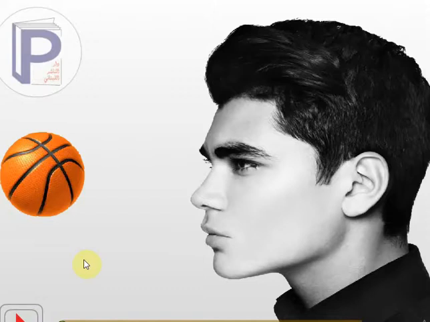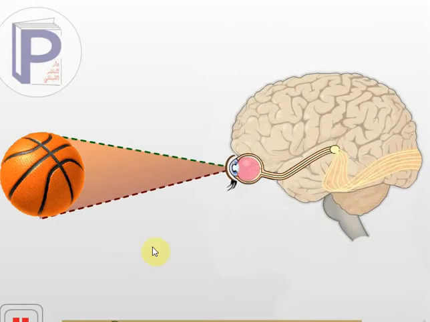Let's watch what happens when the player sees the ball. We can say that when the eye sees the ball, it sends a message to the brain, and then the brain sends an order to the muscles of the hand to move. Okay, يعني البرين بيبعت order بيبعت أمر للmuscles of the hand to move.